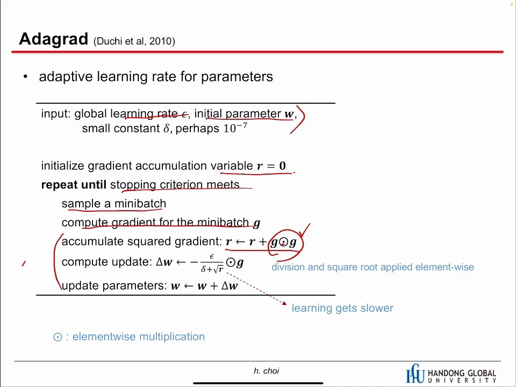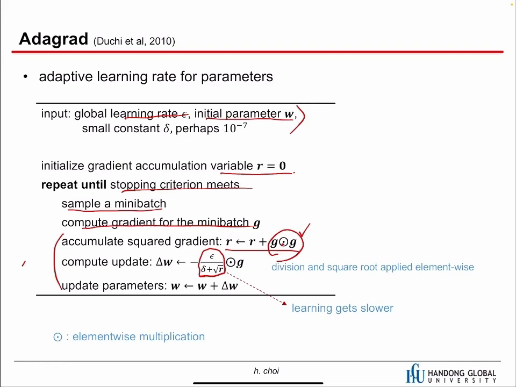So r defines that, and when we update the parameter, this is kind of the learning rate. And the learning rate gets slower. This is the beauty of AdaGrad. When we talk about large and small learning rates, I said in the beginning of the training process, we prefer a large learning rate, and when it converges, we prefer a small learning rate.